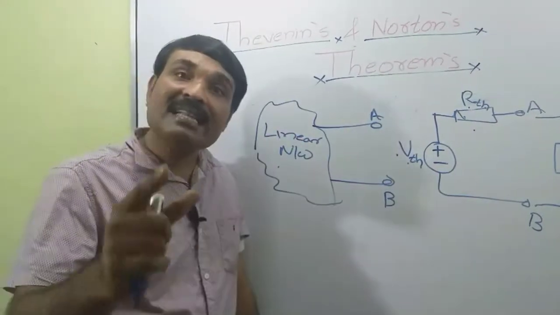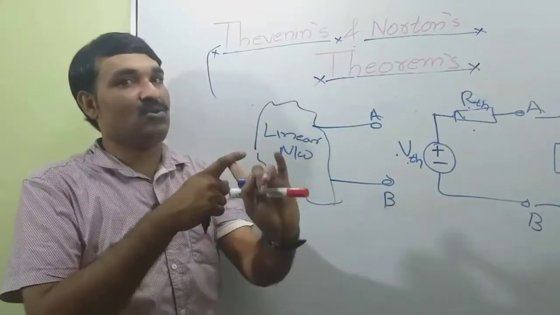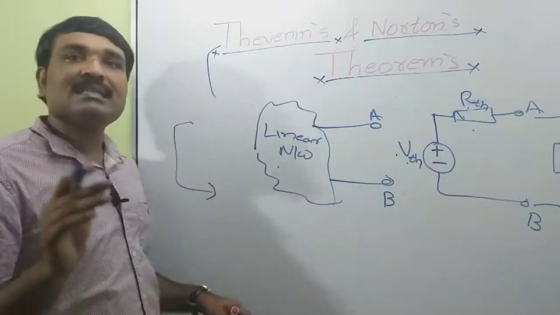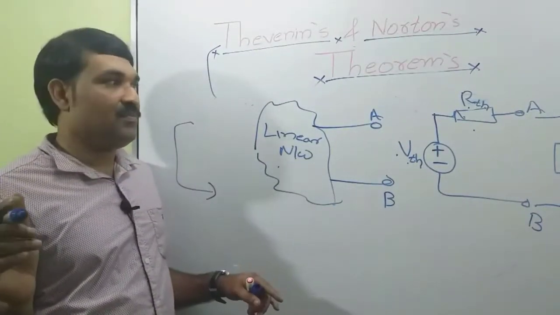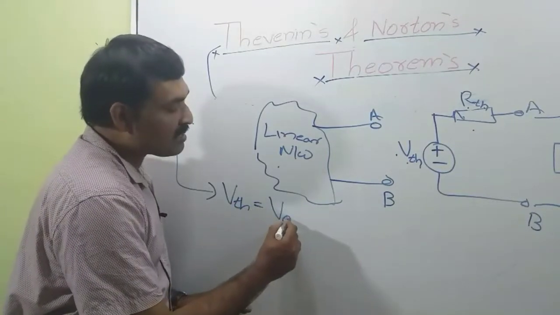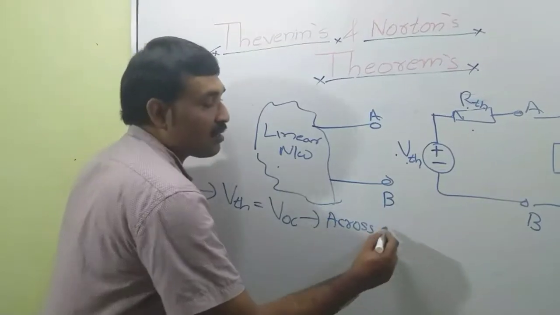But we can't deactivate a dependent source. So we can't do anything on a dependent source. We can only deactivate an independent source. This is the statement of Thevenin's theorem. That means VTH is the open circuit voltage across the load terminal.